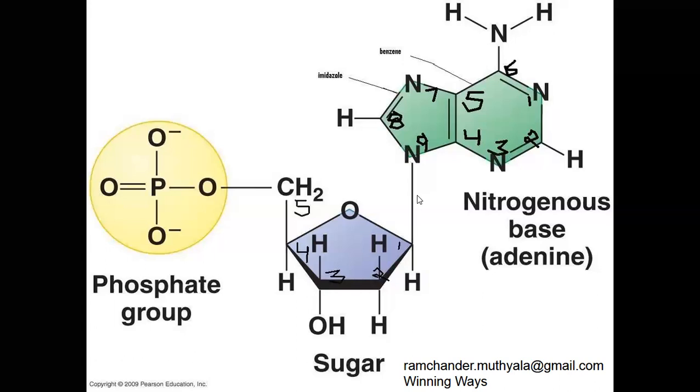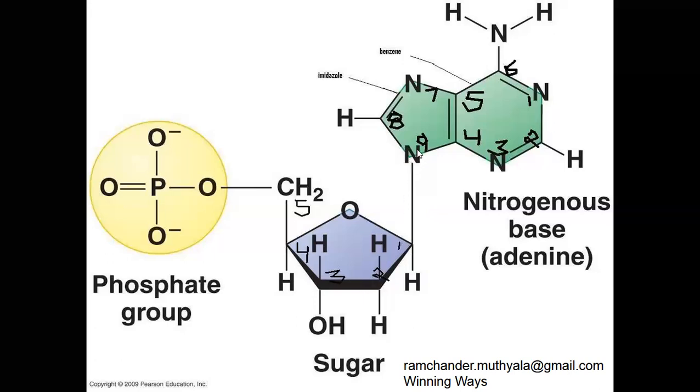So glycosidic bonds are again divided into two types based on the purine and pyrimidine structure. What are the two types? C1N9 glycosidic bond means C1, the first carbon of the sugar.